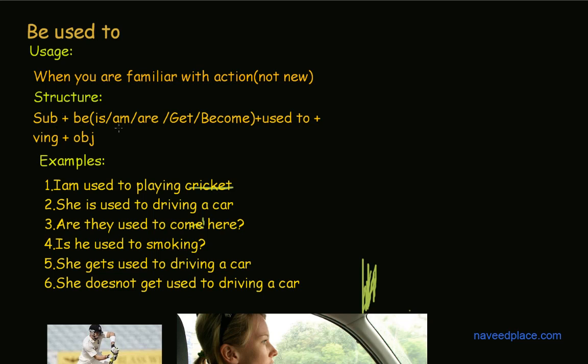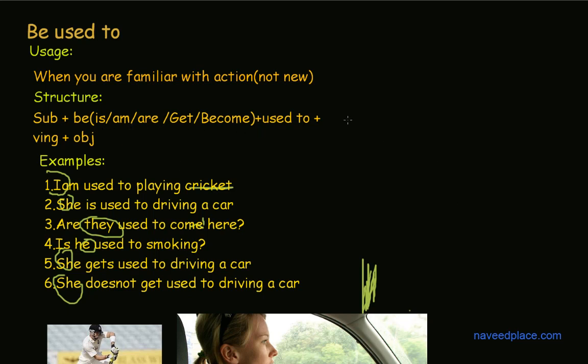Subject plus be, which is is, am, are, get, become, used to, fourth form verb plus object. So what is meant by subject? Subject means doer. Here we have I, she, they, he. Definitely, these are the subjects. Then we have be. In the place of be, we use is, am, are, get, become.